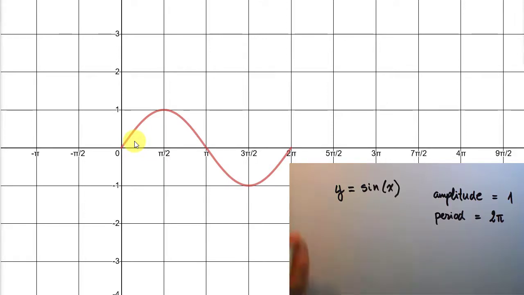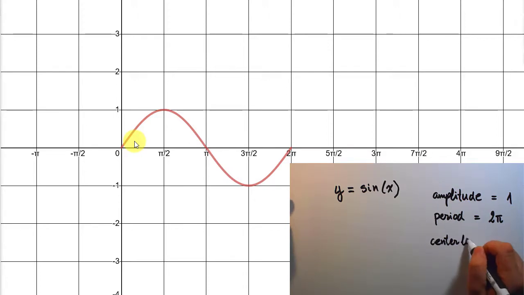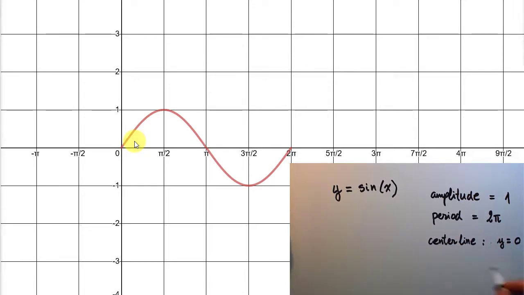And other information, as I have already said briefly: this function sine of x has a center line, being the line y equals 0. Some textbooks also refer to that as the midline. And the line y equals 0, in the standard case, is really just the x-axis.